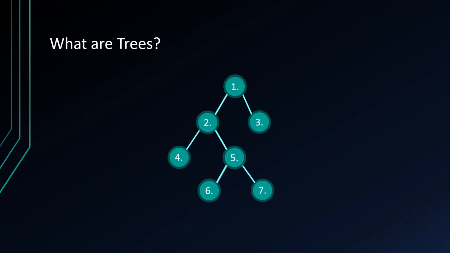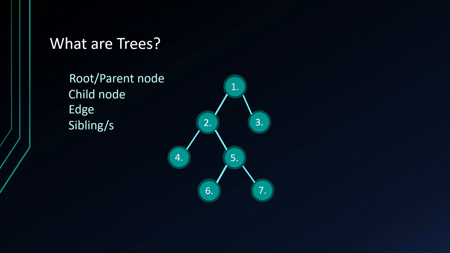Now we need to know important terminologies to better understand what a tree is. Just like a real tree, it has its roots. In our case, that is our parent node, or the first node of the tree. We then have a child node where the parent node points to. Next is the connection between the parent and child node, which is called an edge. Children of the same parent node are called siblings.